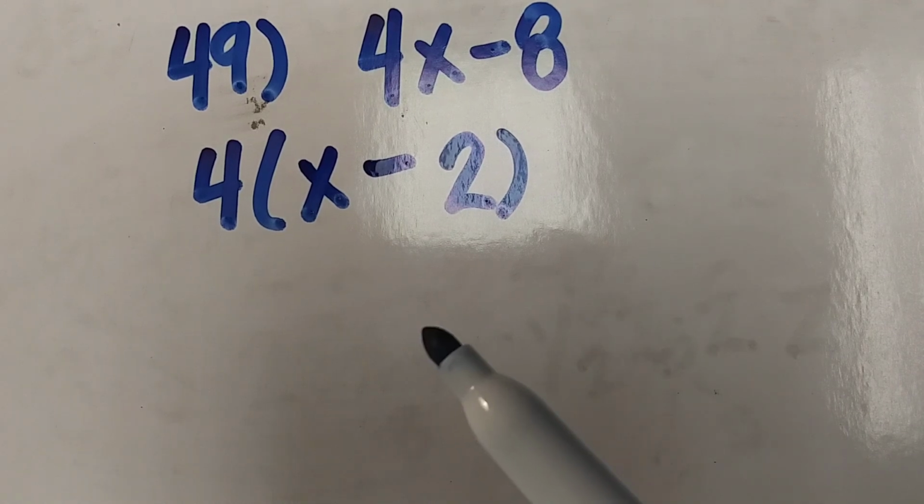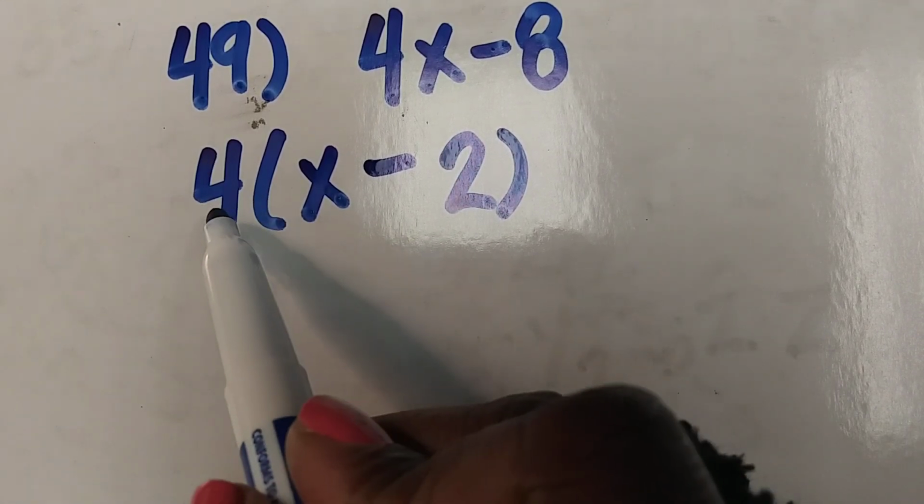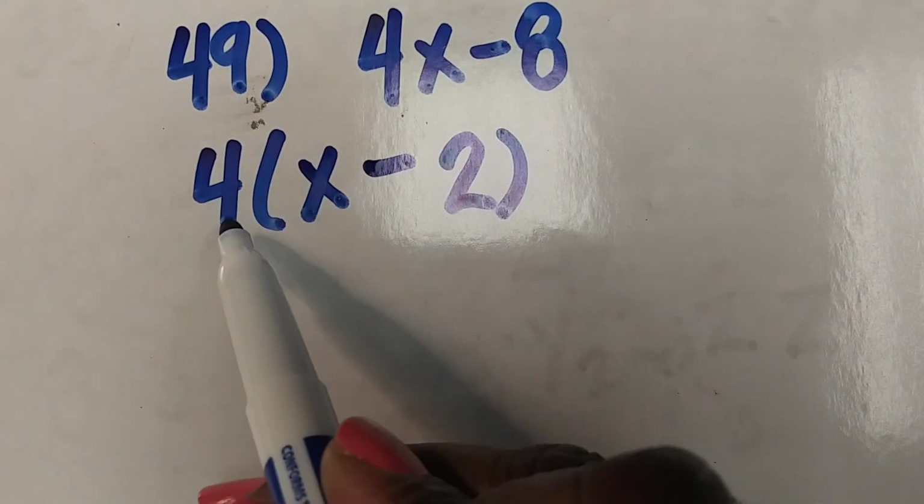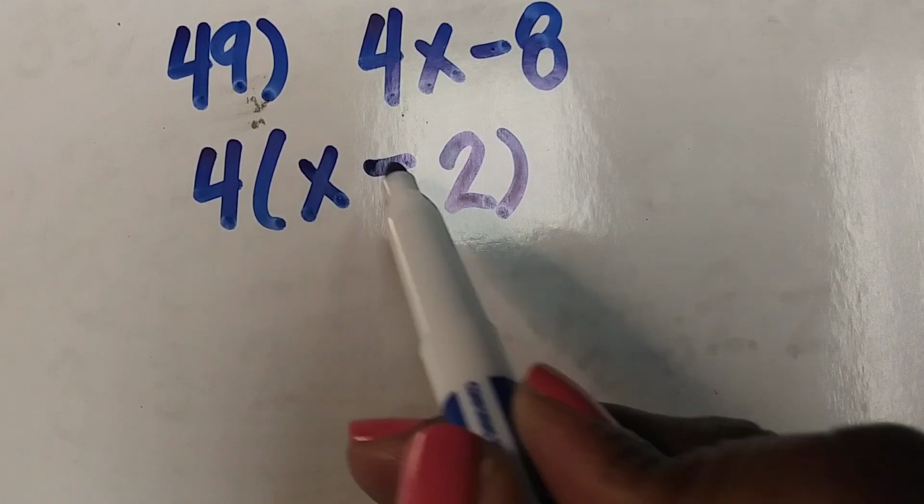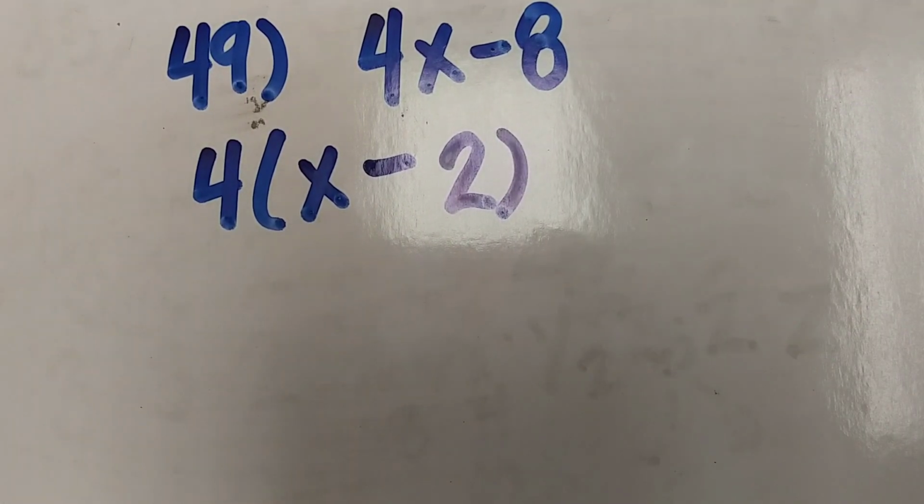You can check yourself by using the distributive property. 4 times x is 4x. 4 times negative 2 is negative 8. And that's how you can check your work very quickly to make sure you did it correctly.